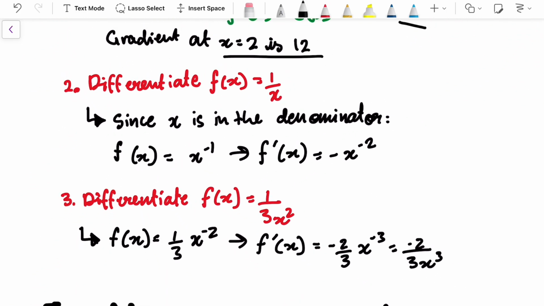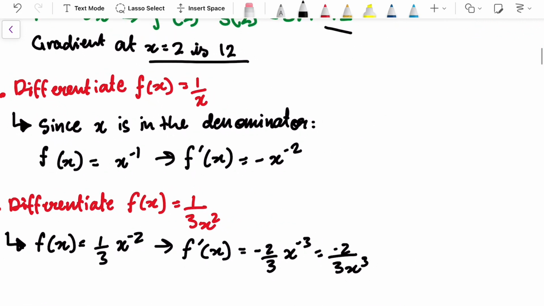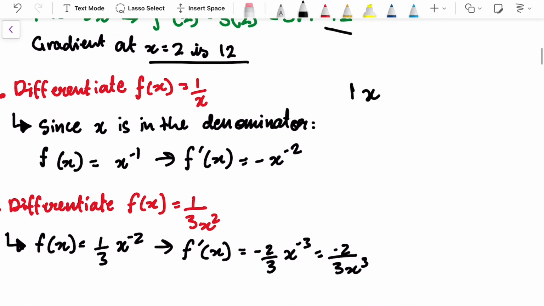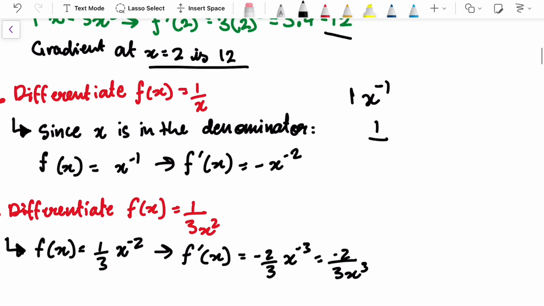So now, if we're trying to differentiate f(x) equals 1 by x. Now, since x is in the denominator, if you think back to our algebra classes, what this means is that x is basically to the power of -1, because anytime it's like 1 by x, it's basically equal to x to the power of -1. If it was x squared in the denominator, then it's x to the power of -2, and so on, right?